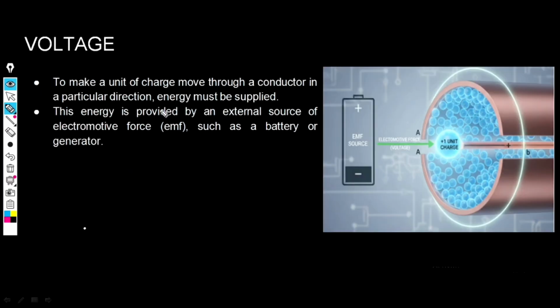One more thing that you should know is, if you want to move a unit of charge through a conductor in a particular direction, we already know it requires some energy, right? Now if this particular energy is provided by a source, then we call it as EMF. That is, EMF is nothing but voltage itself, but offered by a source.